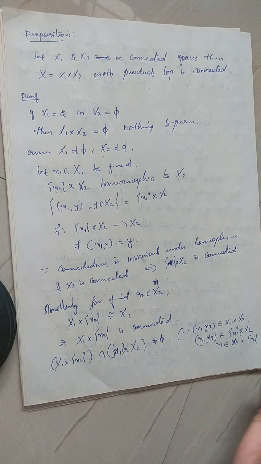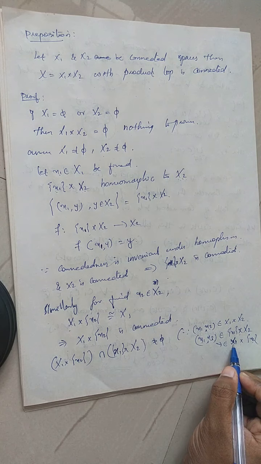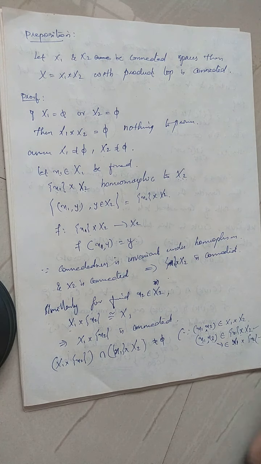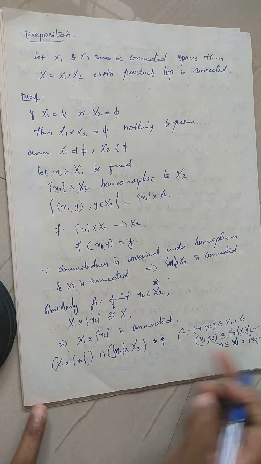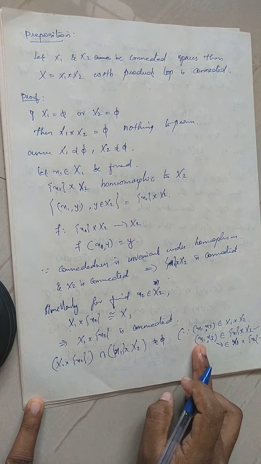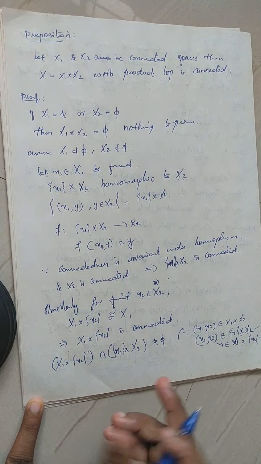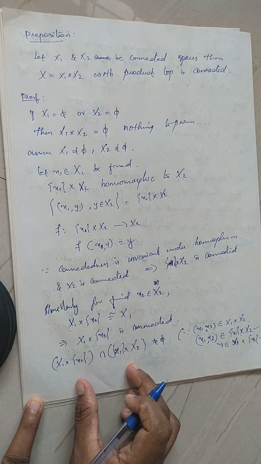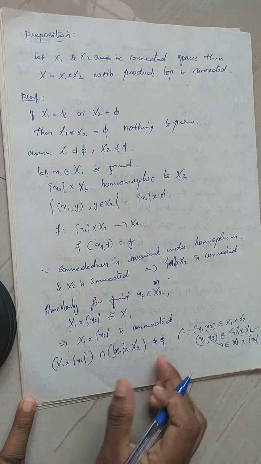And x1 is a varying element, therefore x1 belongs to capital X1, right? Therefore this ordered pair will always belong to this one and this one. That means the fixed elements x1 and x2 form an ordered pair (x1, x2) that will surely belong to their intersection. Therefore this intersection is non-empty.